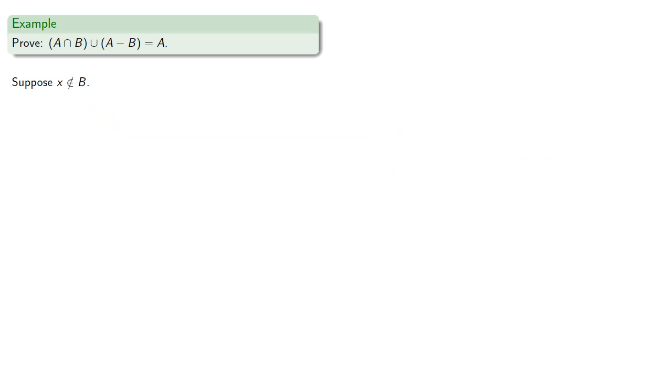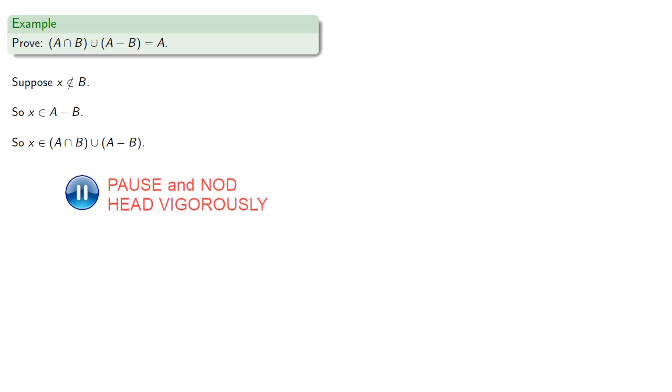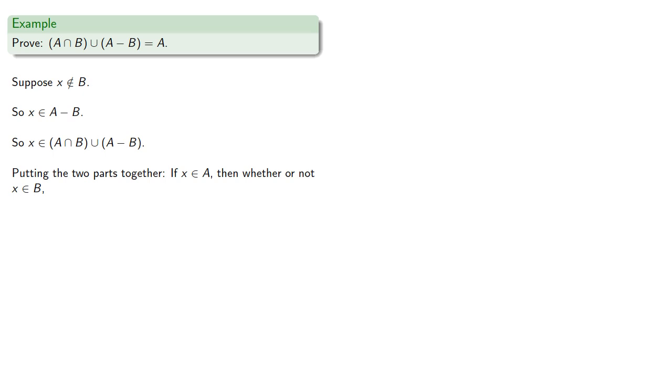Suppose X is not an element of B. Definitions are the whole of mathematics. All else is commentary. That's what's required for X to be in the set difference. So again, that means X is in the union of the two sets. Putting the two parts together, if X is in A, then whether or not X is in B, X is going to be in the union, and so every element of A is an element of the union, and so A is a subset of the union.